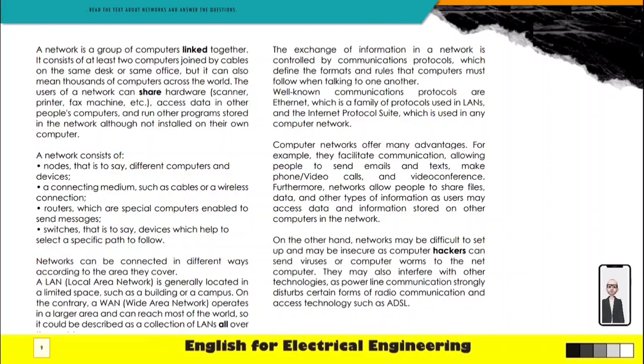So a network consists of nodes, that is to say different computers and devices, a connecting medium such as cables or a wireless connection, routers which are special computers enabled to send messages, switches, that is devices which help to select a specific path to follow. Networks can be connected in different ways according to the area they cover. A LAN, L-A-N, or local area network is generally located in a limited space such as a building or a campus. On the contrary, a WAN, W-A-N, or wide area network operates in a larger area and can reach most of the world.